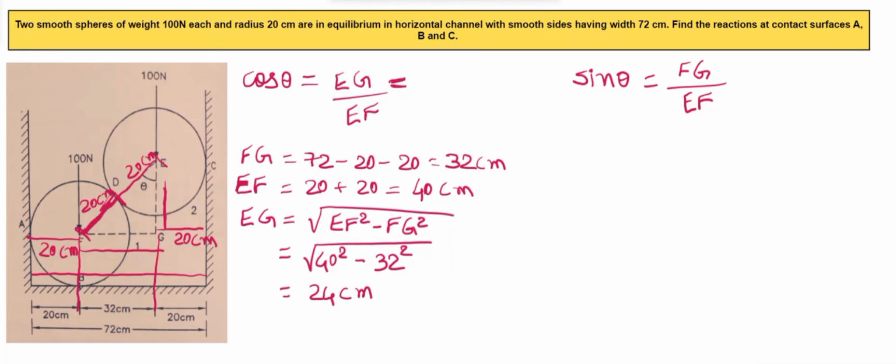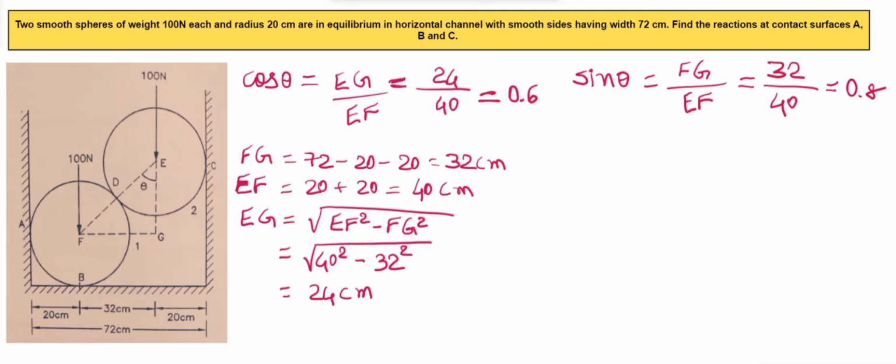Now we can just put all of these values here. This will be 24 upon 40, which is 0.6, and sin theta will be equal to 32 upon 40, which is equal to 0.8.